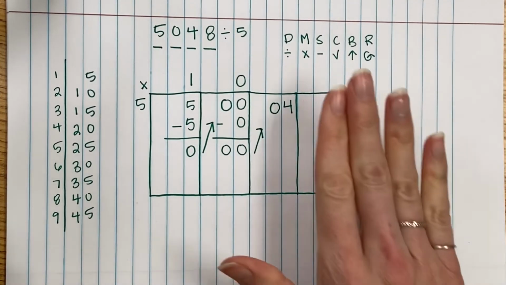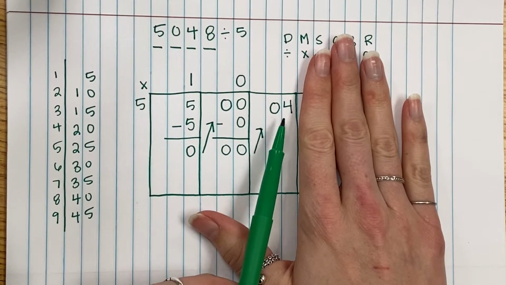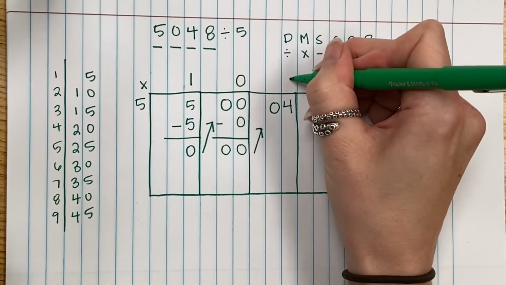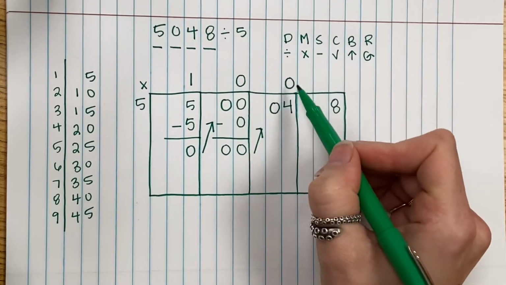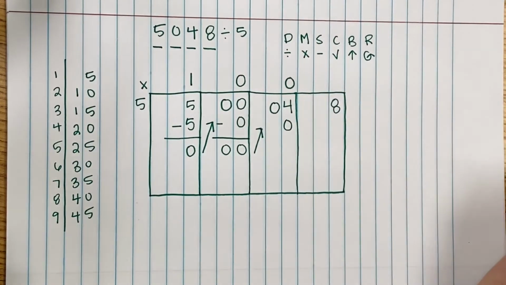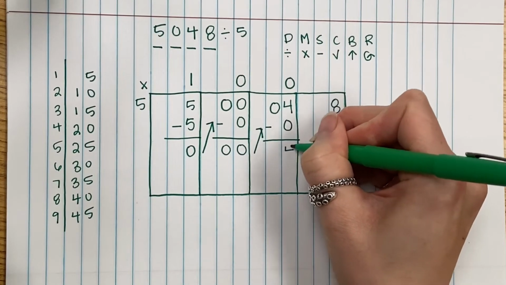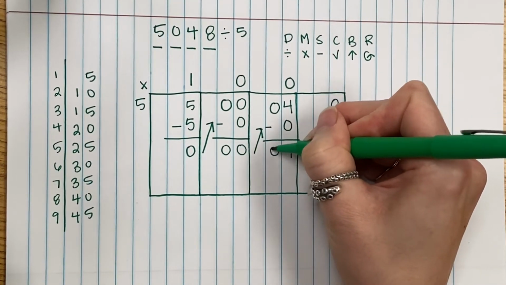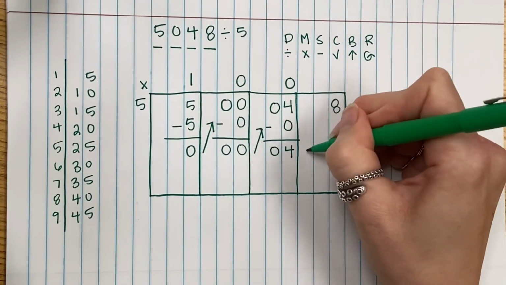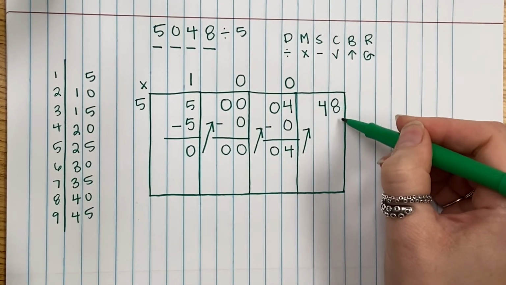Okay, now I'm working in my third box. So I'm only going to be dividing into this new dividend, 4. So how many times can 5 divide into 4? It can't. So we're going to put another 0 in our quotient. After we divide, we're going to multiply. 0 times 5 is 0. After I multiply, I'm going to subtract. 4 minus 0 is 4. 0 minus 0 is 0. Then I'm going to check, is my remainder smaller than my divisor? If the answer is yes, I can bring that up into my next box, creating my new dividend of 48.